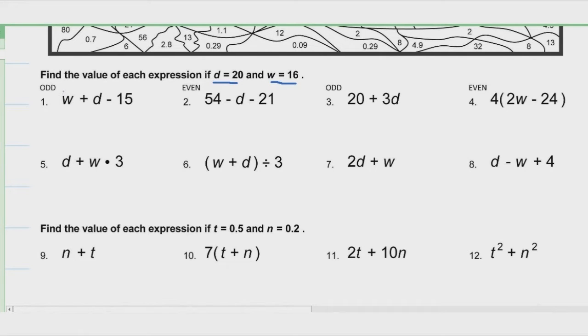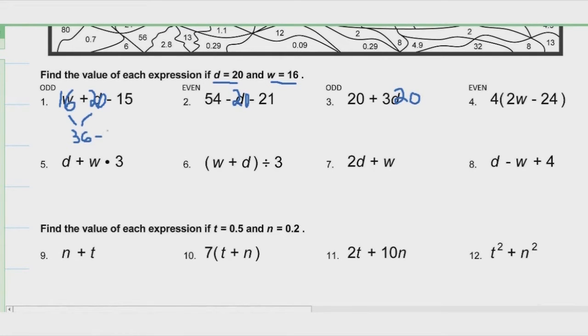So here, W is 16 because it says W equals 16, and the D is 20 because it says D equals 20. On problem number 2, we have a D here. So all we do is switch it to a 20 because D equals 20. Here's another D for problem number 3. So we switch it to 20. Problem number 1, we would just do 16 plus 20 because with order of operations, adding and subtracting, we work from left to right. So we do 16 plus 20, which is 36.